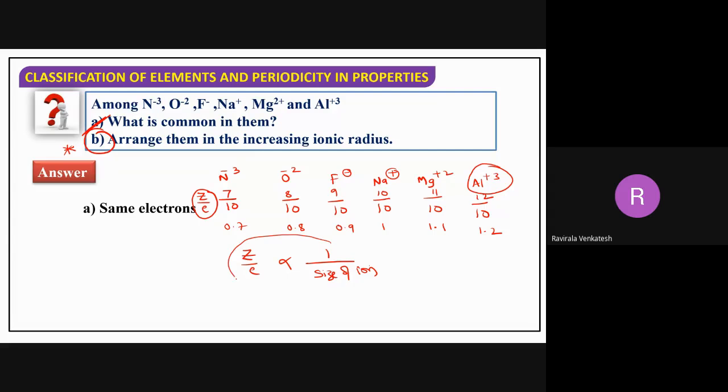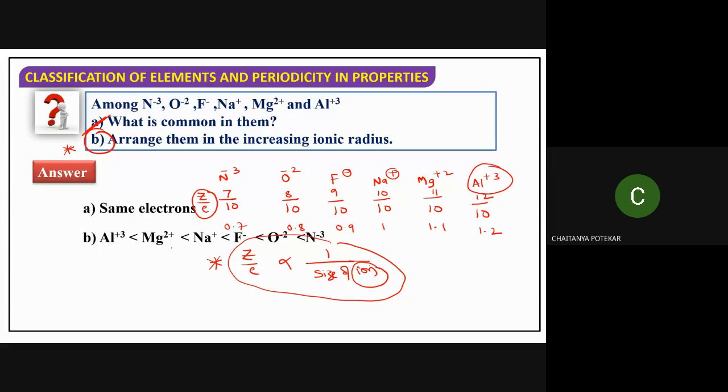Okay, right. Now, based on this, aluminum is having more Z by ratio, therefore size will be less. Whereas nitrogen N minus 3 is having less Z by ratio, so it is having more size. So here you have to take ion only. Correct or not? In this way, if you remember this formula, it will be simple for you.